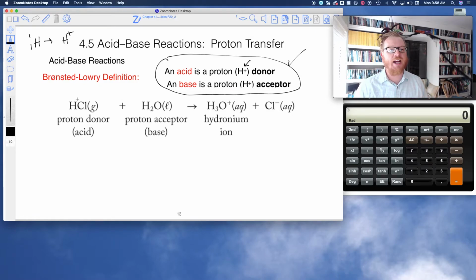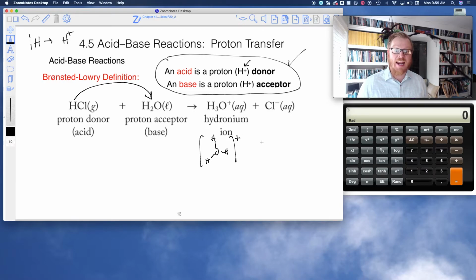Okay? So now when this reaction goes, the acid donates a proton and the base accepts the proton, and what we are left with is this thing called the hydronium ion, H3O+. It looks like this. It's an oxygen surrounded by 3 hydrogens, and it has a positive charge, okay? And then, of course, we're left with a chloride because the HCl bond broke up and gave us a chloride, okay? There's another shorthand way that we can write this reaction, and I'll show you what that is.